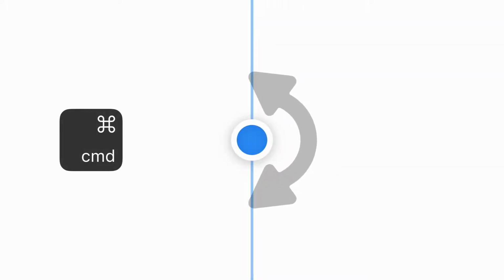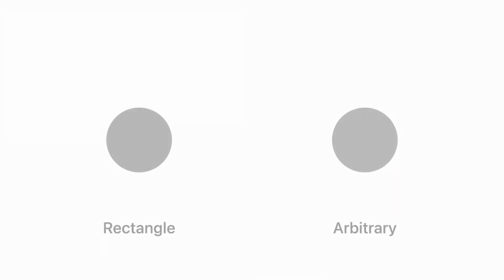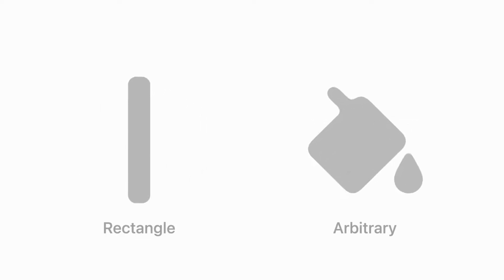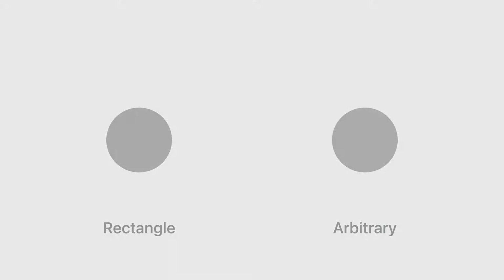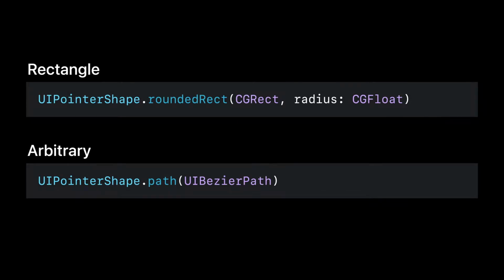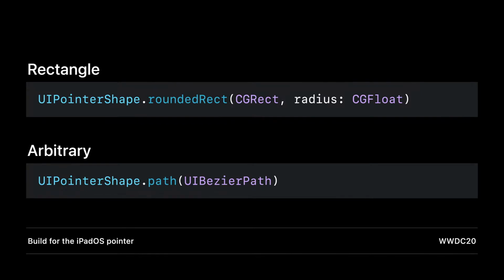It can also transform into a pair of triangles to inform people the direction of a drag movement. Or when a command key is held down and the functions of the pointer is modified. Both of these transformations are available with their corresponding APIs. If the pointer is going to morph from a circle to a rectangle shape, apply the top API. If it is changing to a more complex shape, use the bottom one. And check out the talk built for the iPadOS pointer for more details on how to use these APIs.